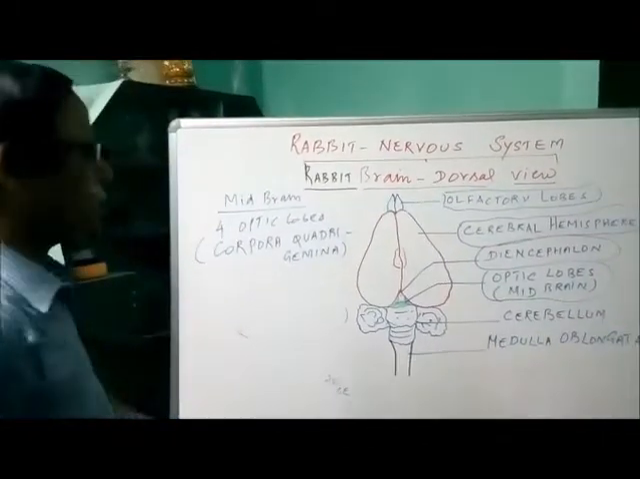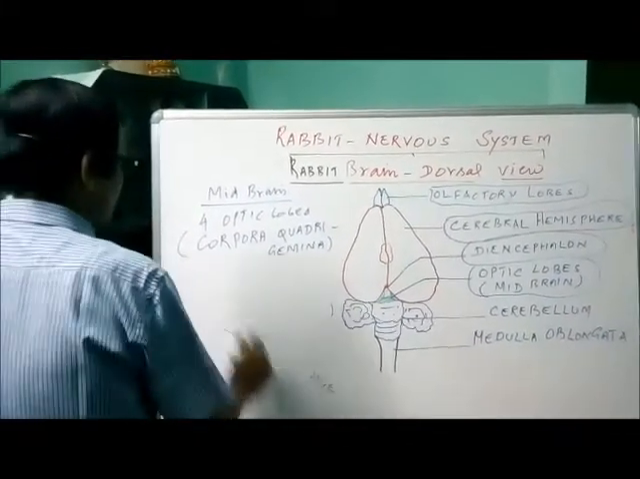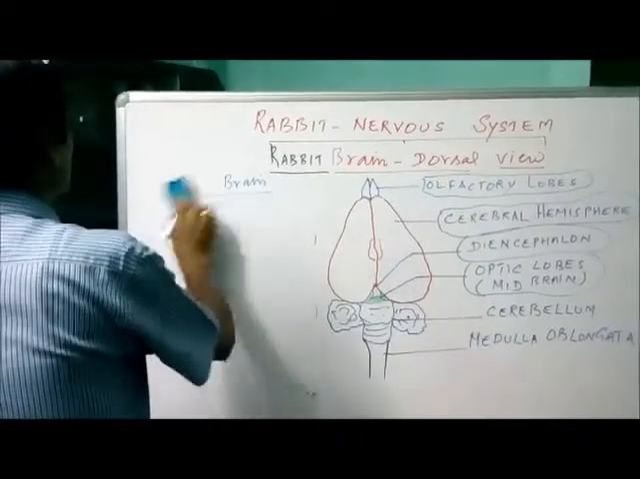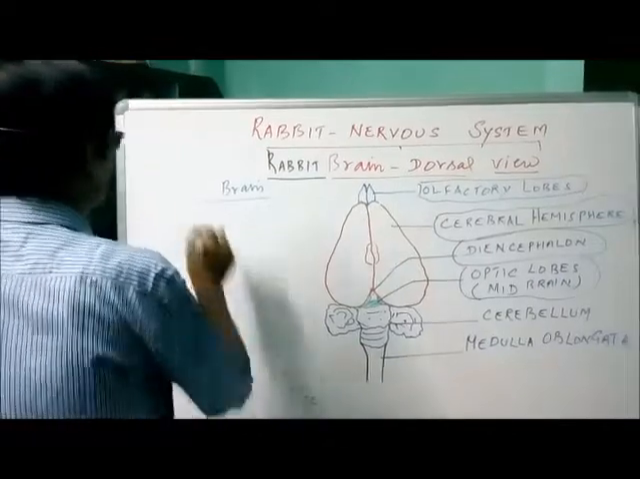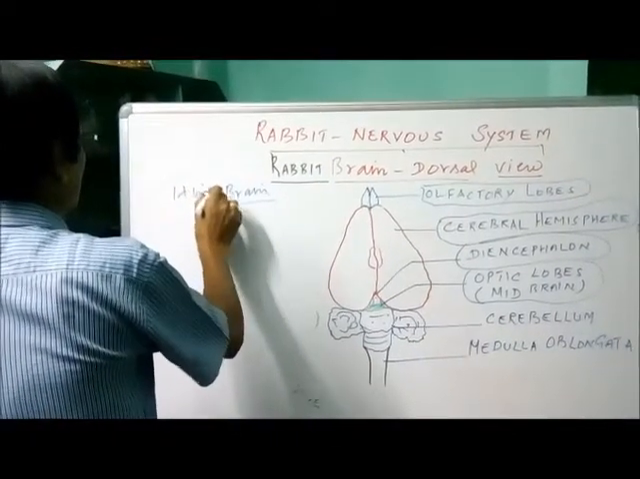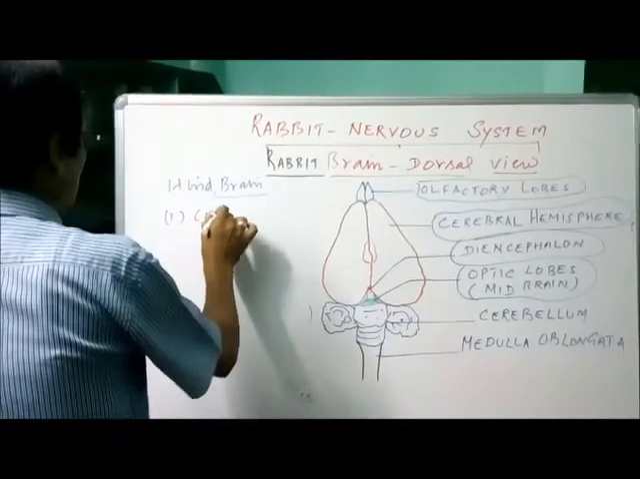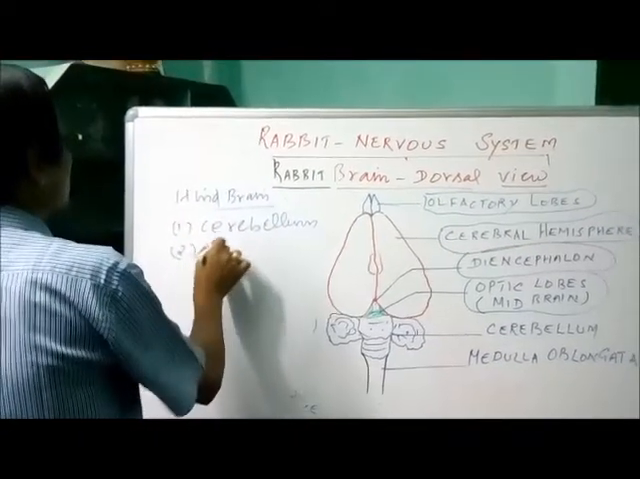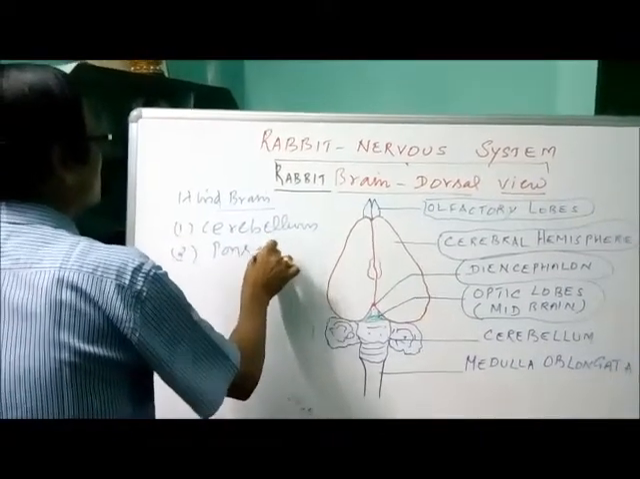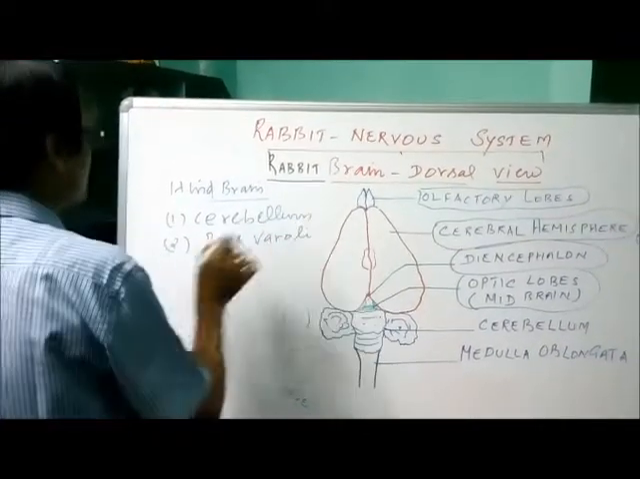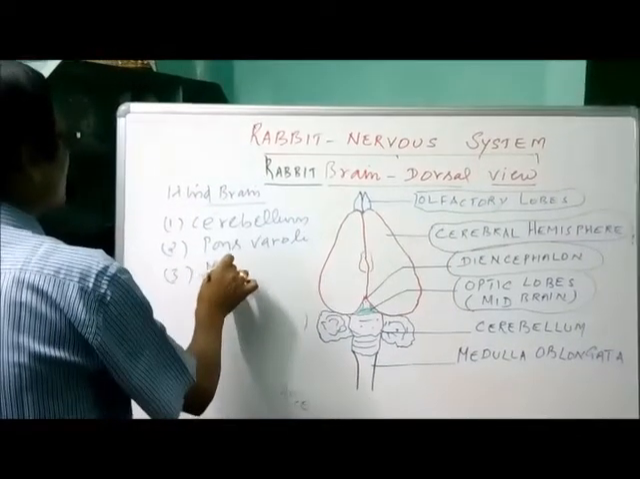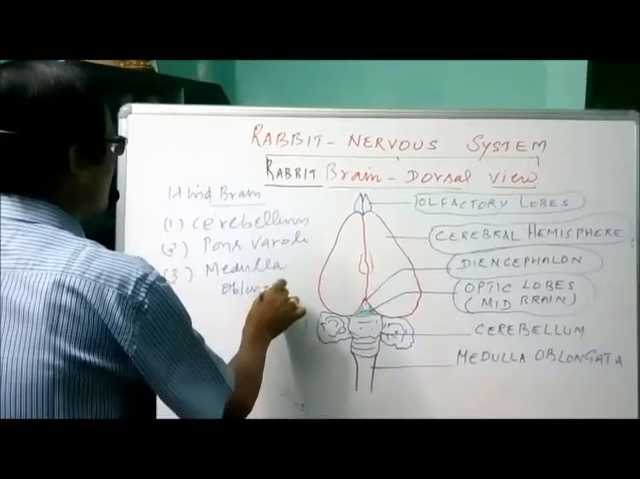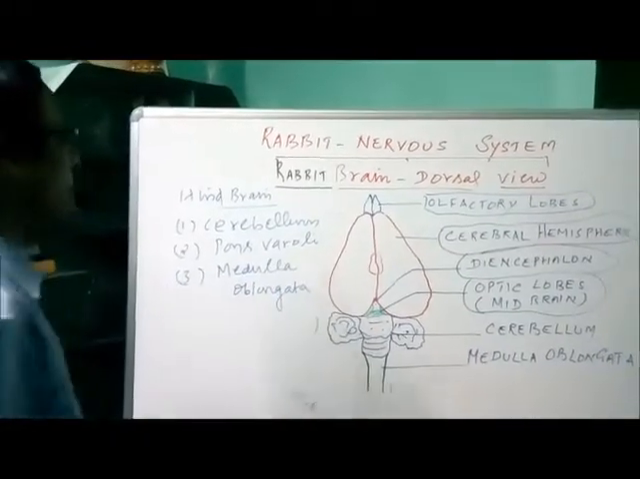Then, we have to go for the hindbrain. Now, the hindbrain is formed of the following components. One, cerebellum. Two, pons, also called pons varolii. The third one, medulla oblongata. These are all the three components of the hindbrain.